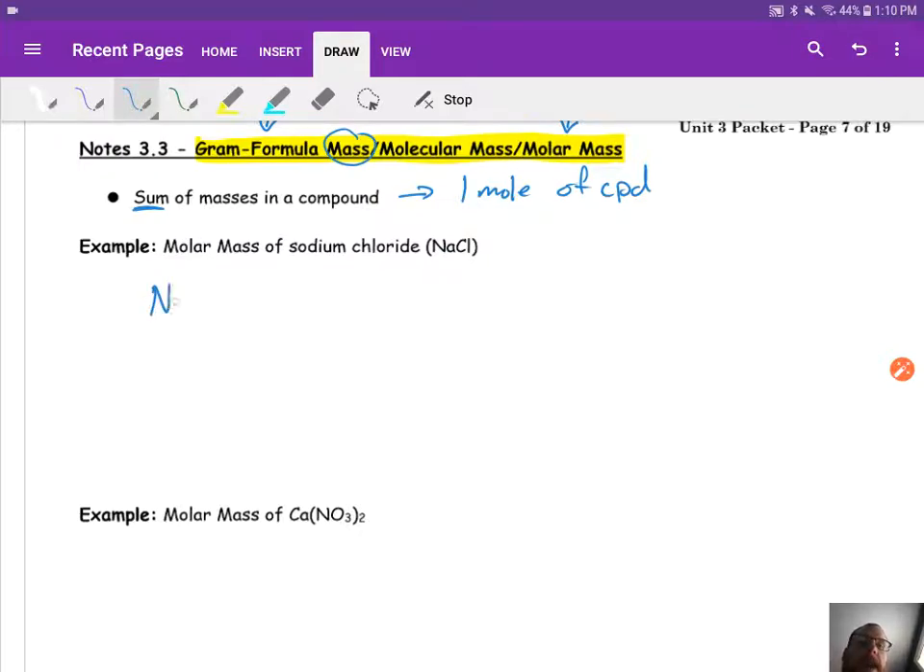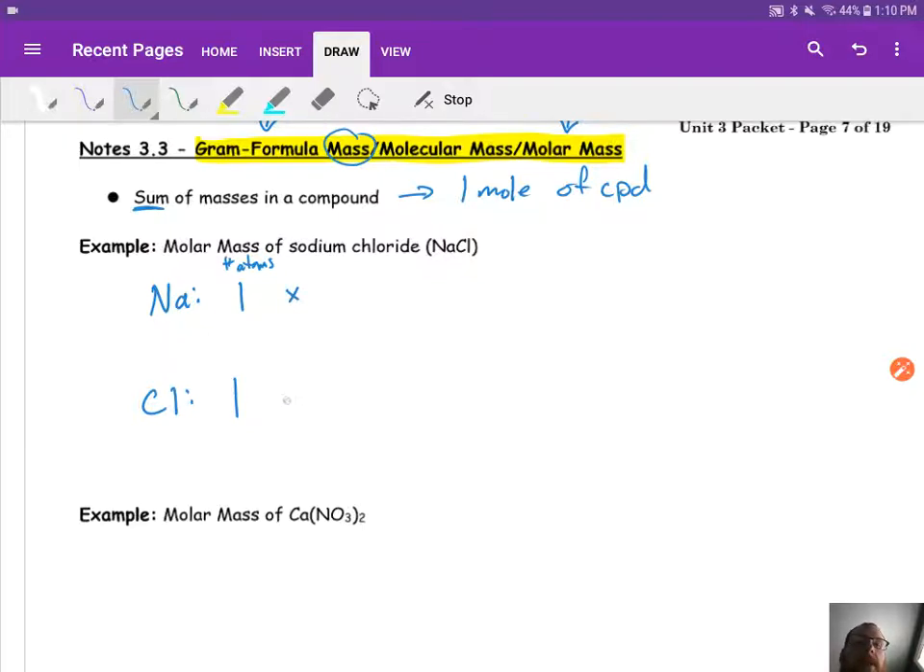The best way to do this and attack these problems is to make sure you are organized. So figure out first the number of atoms of each element. Sodium in this case, do we see a subscript? No, therefore it's assumed to be 1. Cl, same thing, we have 1 of those.